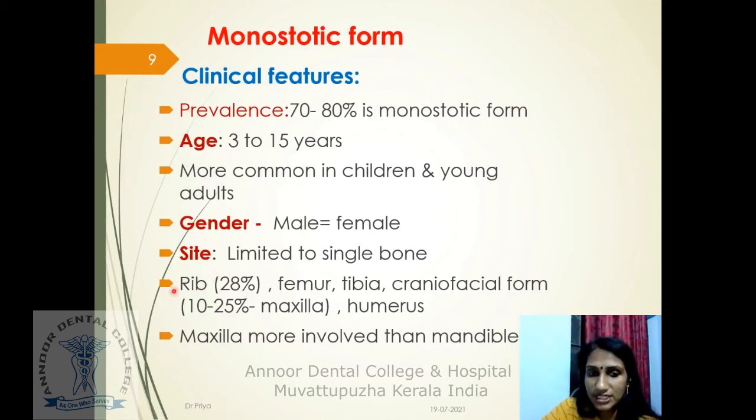So the most commonly affected areas are the rib, femur, and tibia, and if it is a craniofacial form, it's mainly the maxilla and then the humerus. So the highest rate of occurrence is in the ribs. And when you compare between maxilla and mandible, the maxilla is more affected than the mandible. So remember, the monostotic type is a less severe form. It's much more prevalent, wherein you have 80% being affected. Age is between 3 to 15, more common in children. There's no gender predilection. A single bone is going to be affected, and most common is the ribs. And if it is in the craniofacial region, the maxilla is more affected than the mandible.